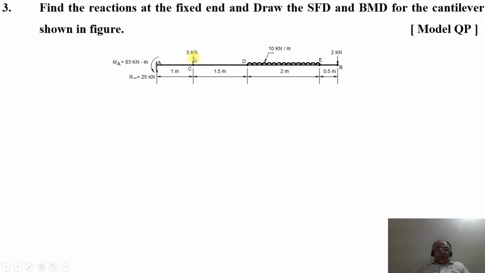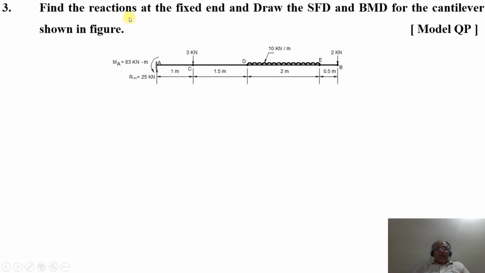So 3 kilonewton is acting downward at the point C, which is at a distance of 1 meter from the point A. Similarly, the commencement of the UDL starts from D, which is at a distance of 2.5 meters. Then the UDL ends at the point E, which is at a distance of 4.5 meters from A, and the uniformly distributed load is 10 kilonewton per meter over a span of 2 meters. Similarly, at the point B there is a load of 2 kilonewton, acting at a distance of 5 meters from the fixed end A.